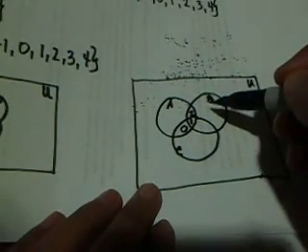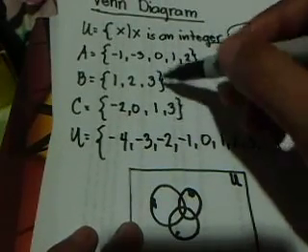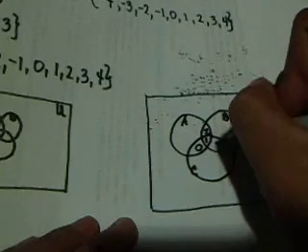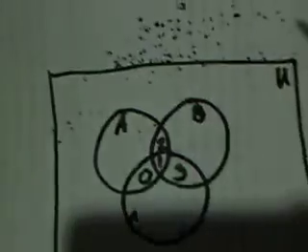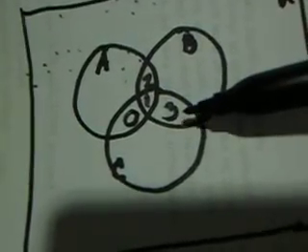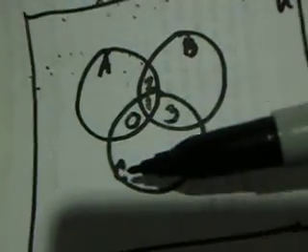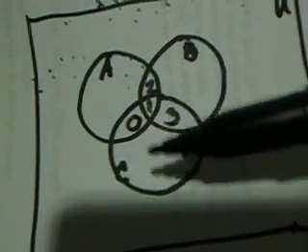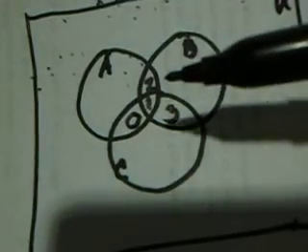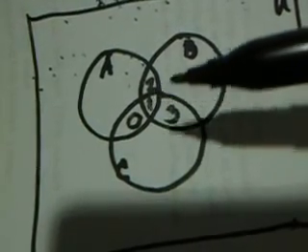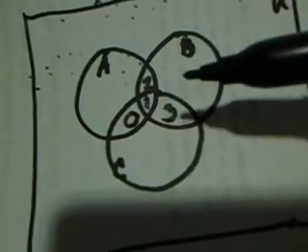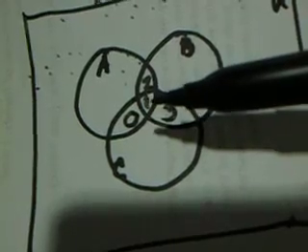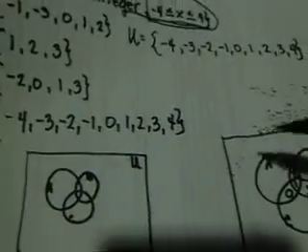Now what element is common for B and C? For B and C we have 3. So put 3 here. Okay, so again, the element 3 is common for B and C. 0 is for A and C. 2 is for A and B, whereas 1 is common for all sets A, B, and C. That is why we put it at the center.